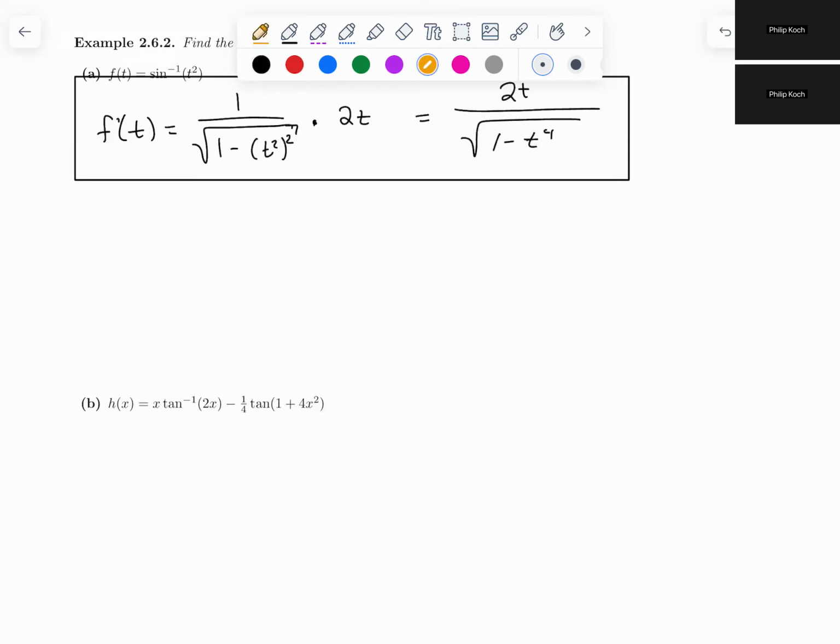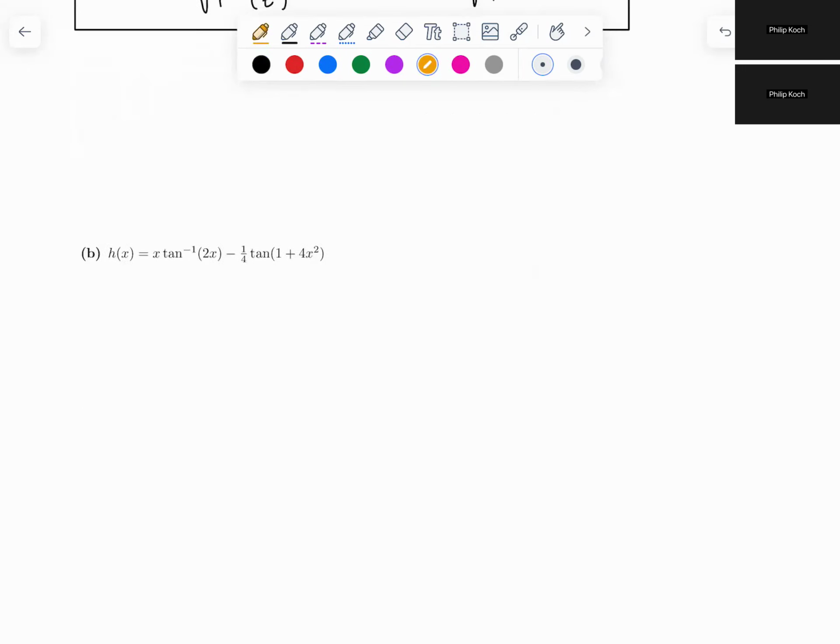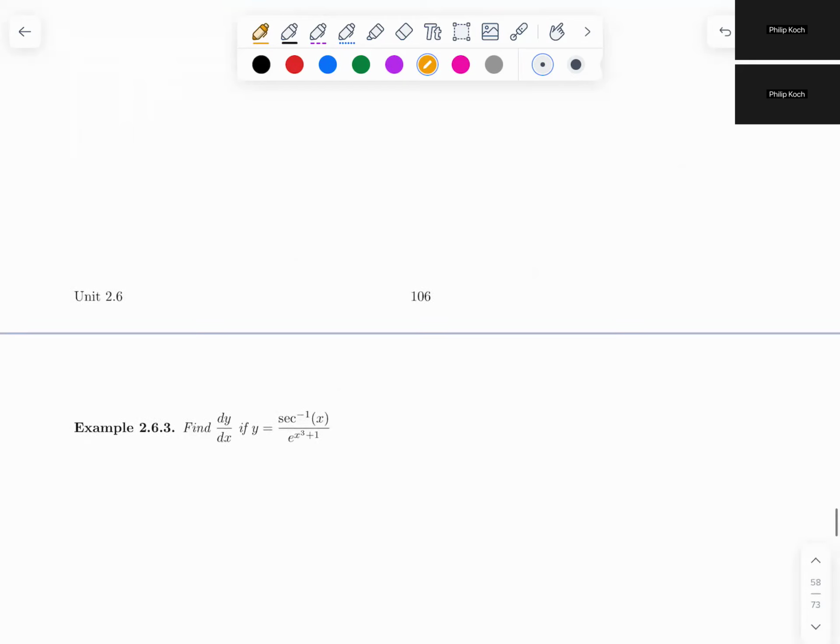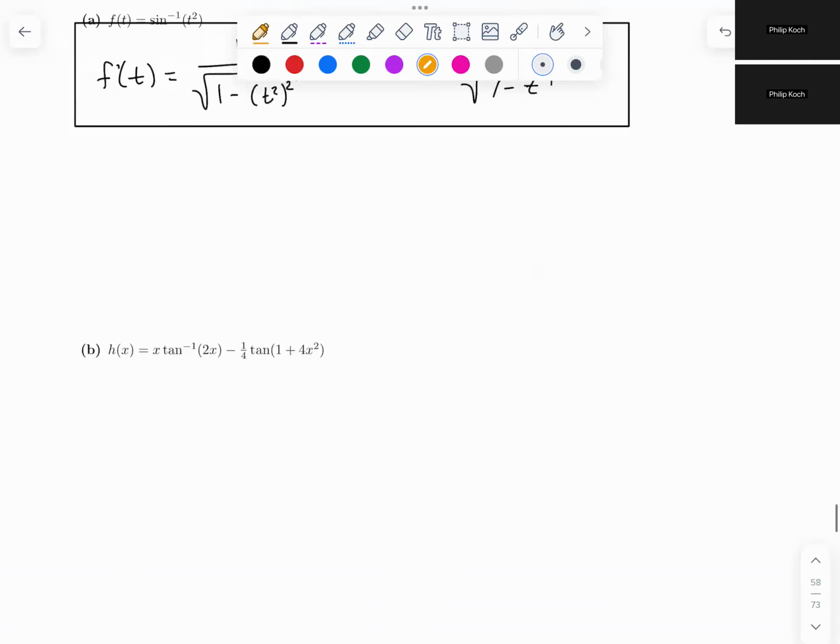Okay. All right. h of x is equal to x tangent inverse of 2x minus 1/4 tangent of 1 plus 4x squared. I'd like you to do this derivative, or at least, let's have you work on that one. I'll slowly fill in details.